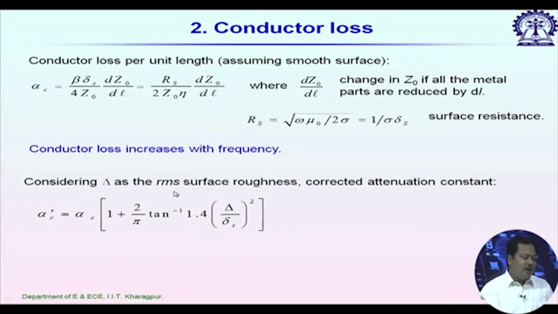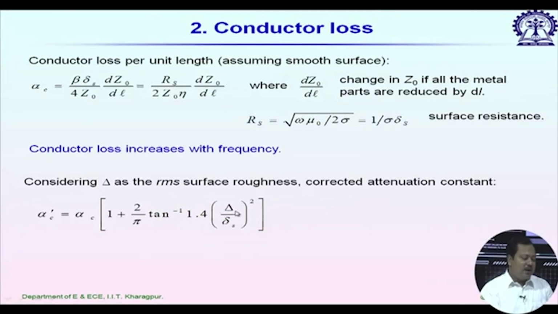Let us say the surface roughness we are defining by capital delta, and it represents the RMS value of surface roughness. Then the corrected attenuation constant for a rough surface, alpha c dashed, is equal to alpha c multiplied by 1 plus a correction factor here: (2 by pi tan inverse of (1.4 into capital delta by small delta) whole squared). Small delta is the skin depth of that metal. So, we see the actual alpha c will be much more compared to what we calculated previously, and it also increases with this capital delta.